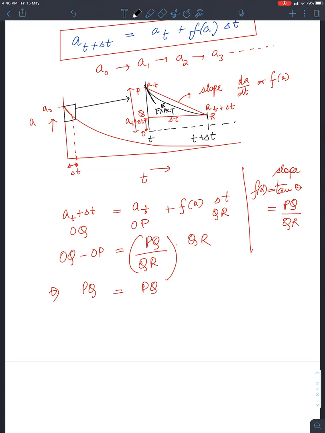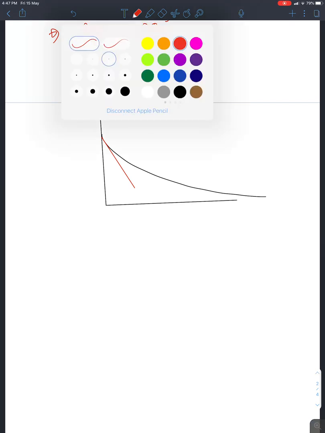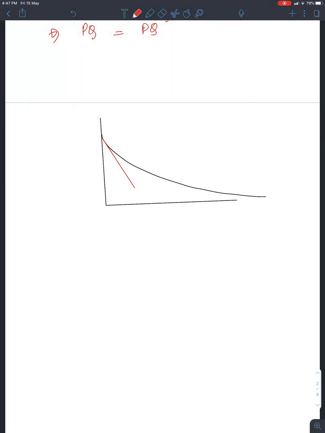Let me just draw this for you once again. You will see the difference. So we have this as the line. What is the slope at? This is the slope. So if I want to go, if this is my delta t, so I am actually going to come, so this would be my slope at A0.